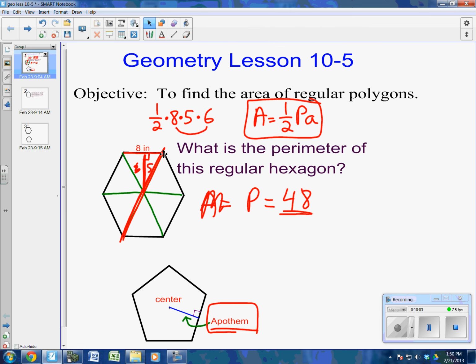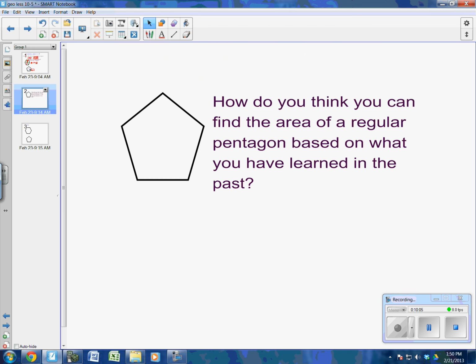So let's go to this one right here. How do you think you can find the area of a regular pentagon based on what we have learned in the past? Trey asks, what if it's an odd number of sides? See, sometimes he asks a legitimate question. All I would do is put a point in the middle and draw a line to each side. I couldn't just draw those diagonals in. And in theory, we would have 5 congruent triangles, right?